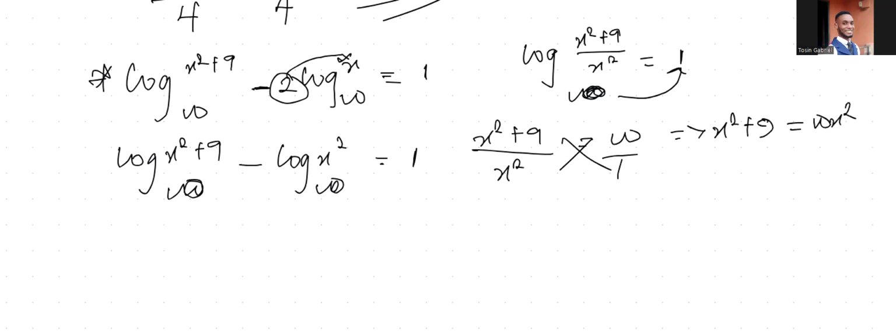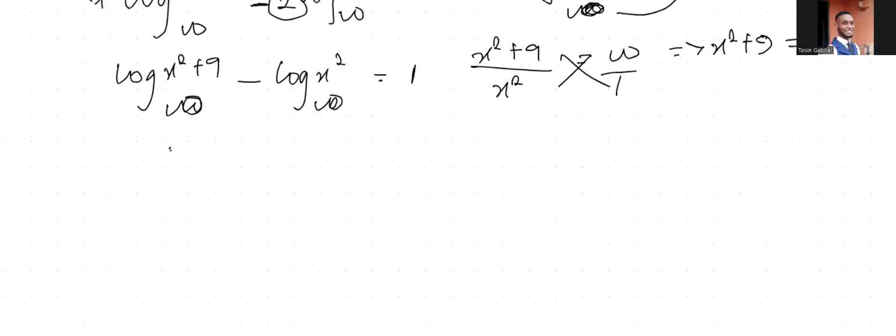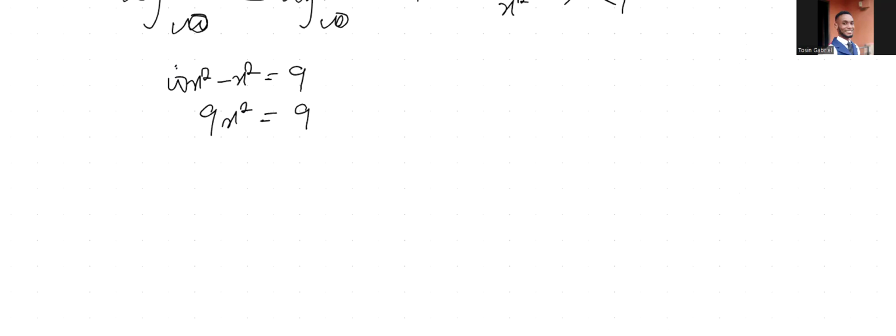Now you notice that when you rearrange and collect the like terms, you're going to have 10x squared minus x squared equals 9. Then you're going to have 9x squared equals 9. So x squared is equal to 1. Then x will be equal to plus or minus 1. If you take the square root of 1, you have plus or minus 1. That is our answer. So our answer can either be plus or minus 1. Okay. Let's take another example.